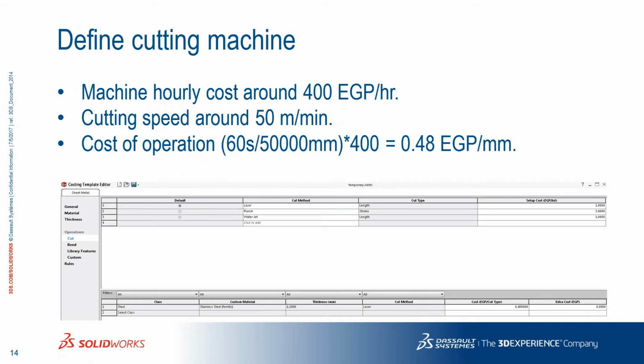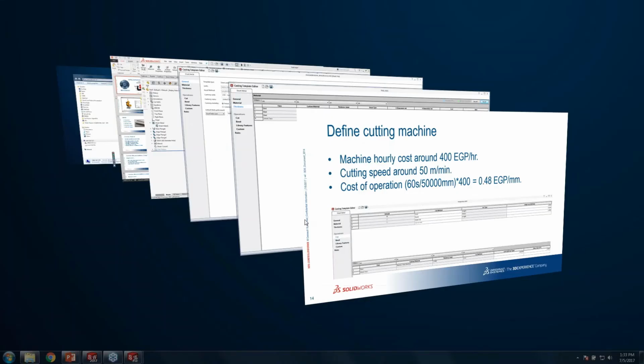After getting the hourly cost and the speed, it's very easy to get this information, because finally we need the EGP per millimeter. How much does it cost to cut 1 millimeter of our part? That's the final parameter that we need. After making this calculation, I found that it's 0.48 EGP per millimeter. So let's see how we can add that.